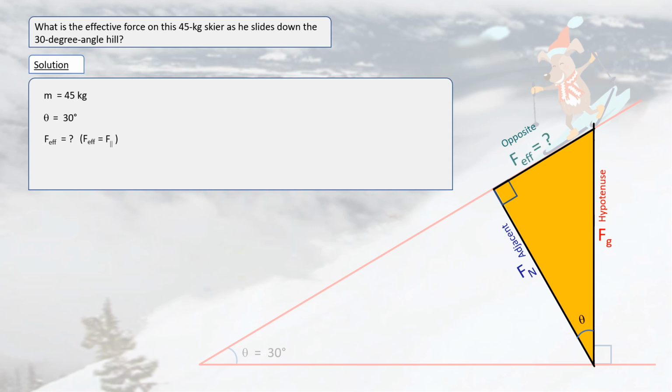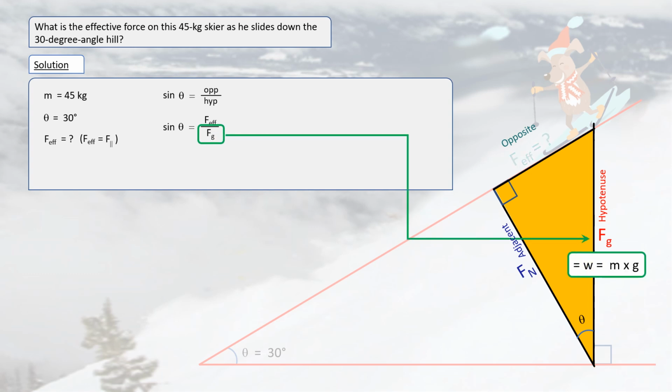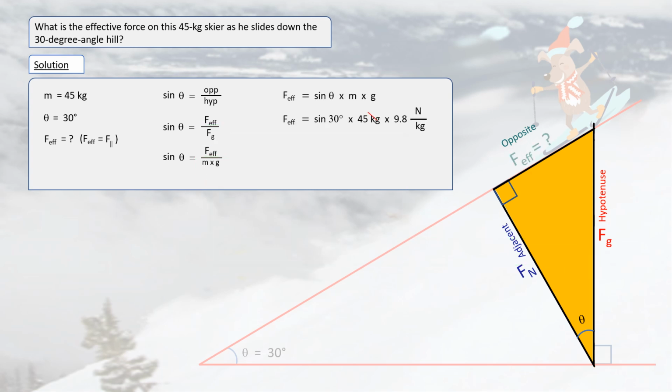The trigonometric ratio for solving for the opposite side is sine theta is equal to opposite over hypotenuse. We substitute F effective for opposite and Fg for hypotenuse. Also recall that gravitational force is also referred to as weight, which can be calculated by multiplying mass by the gravitational field intensity. Further substitution gives sine theta is equal to effective force divided by mass times the gravitational field intensity. Next, we isolate the unknown variable and solve. The effective force is 220.5 newtons.